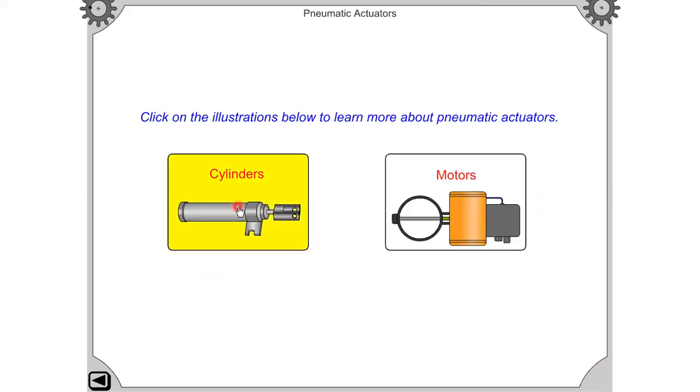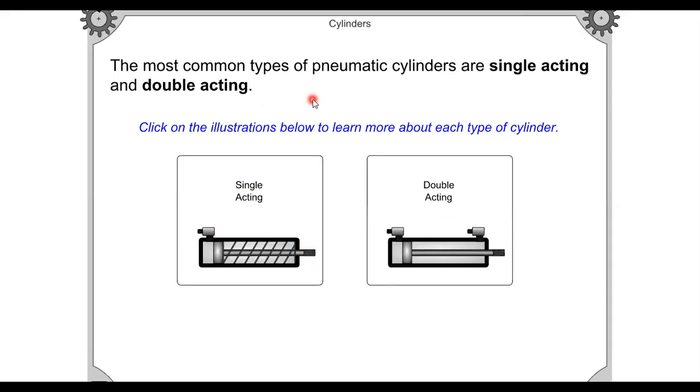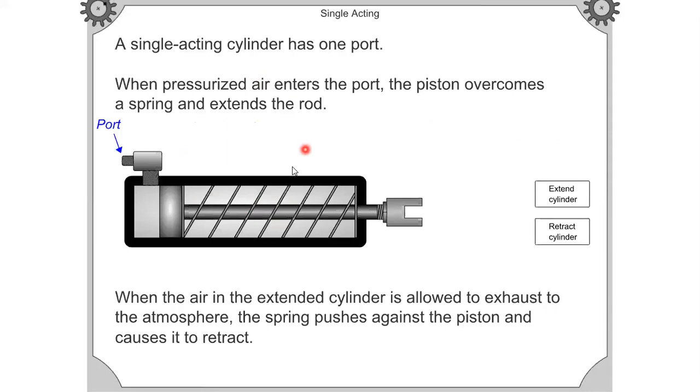Okay, so let us see what the pneumatic cylinder is. We have two types of pneumatic cylinder, that is single acting and double acting. What is a single acting cylinder? A single acting cylinder has one port. You can see the port here. When the pressurized air enters the port, the piston overcomes the spring and extends the rod.